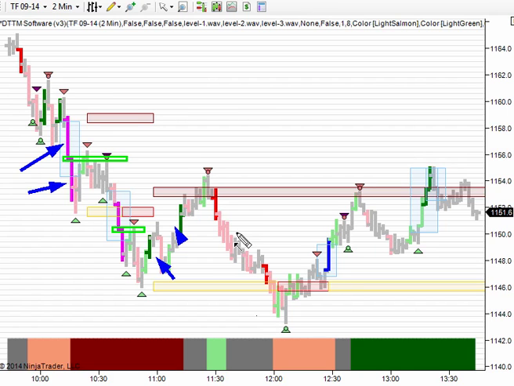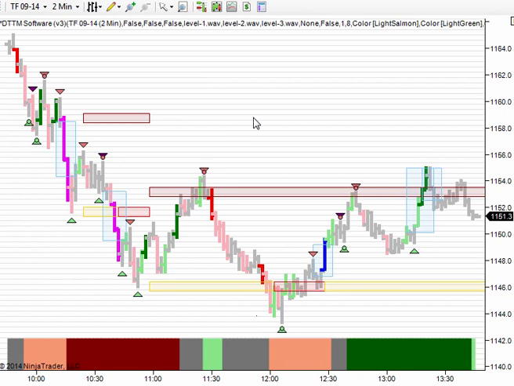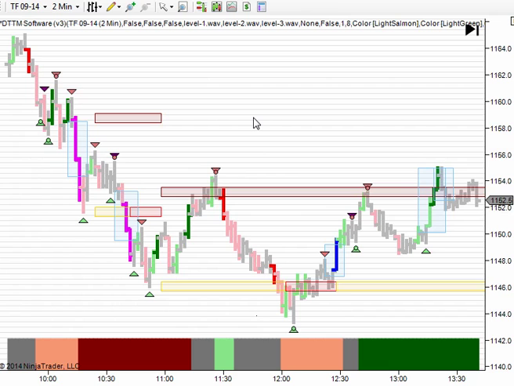So anyway, I thought I'd just take a real quick look at a few other sweet spot trades in case you were interested.